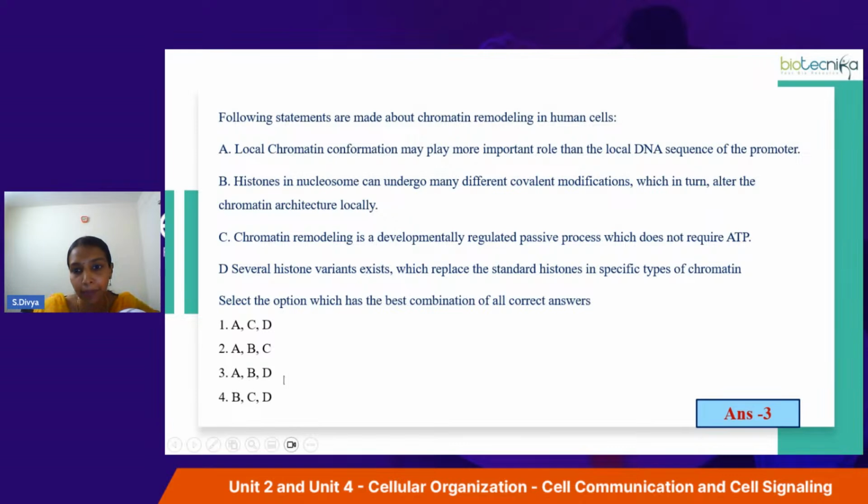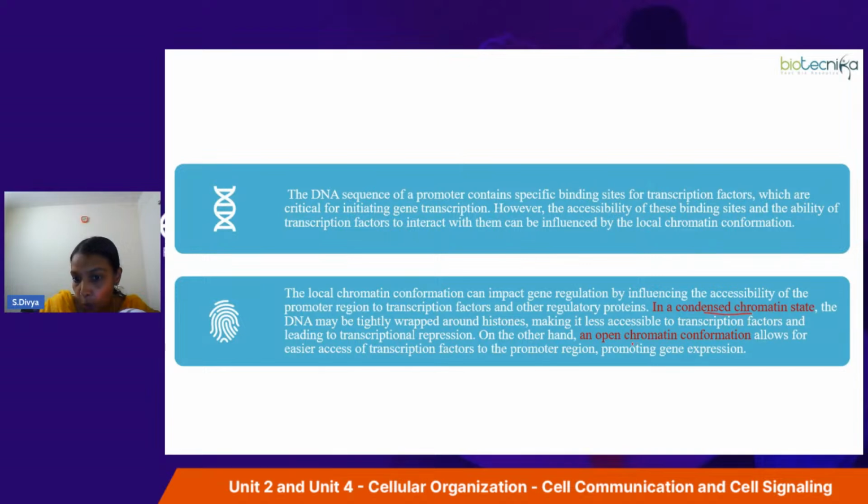The correct answer should be ABD. Always remember, remodeling of chromatin requires ATP, whether it is sliding, deletion, ejection, or replacement; everywhere you require some energy. So ATP must be used. A is correct because chromatin conformation definitely plays a very important role, as you have two states: the condensed state and the open or relaxed state. The condensed state is less accessible to transcription factors, meaning no gene expression. The open or relaxed state is where gene expression is promoted. So the first option is correct.